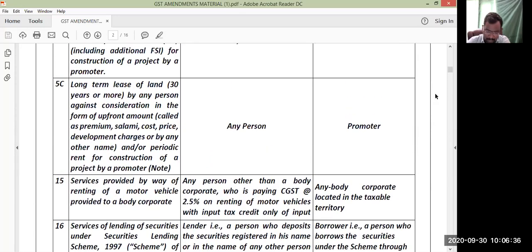Moving on. Next transaction, point number 5C. Long-term lease of land for a period of 30 years or more by any person against consideration in the form of subscription, in the form of upfront amount, called as premium, salami, cost price, development charges, or by any other name.